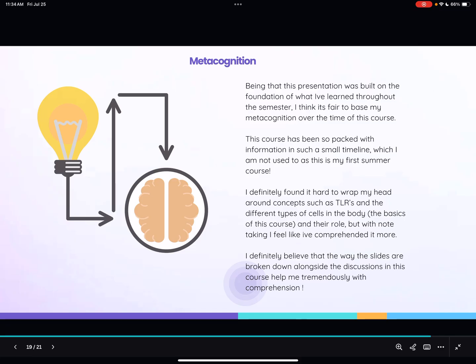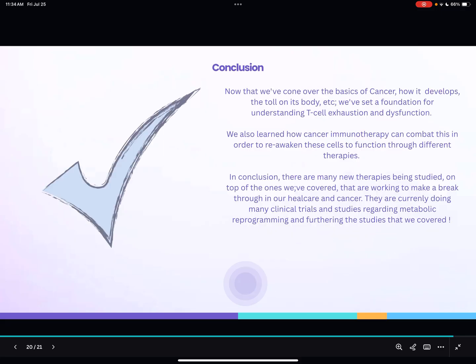So to wrap all of this up, metacognition, how I've kind of been processing all of this, basically everything that was in this presentation has kind of been a basis, the foundation of this course in general, because it does have to do with our immune system. So I think it's best to talk about my metacognition over the timeline of this course. This course has been so packed with information in such a small timeline. I'm definitely not used to this. This is my first time taking a summer course.